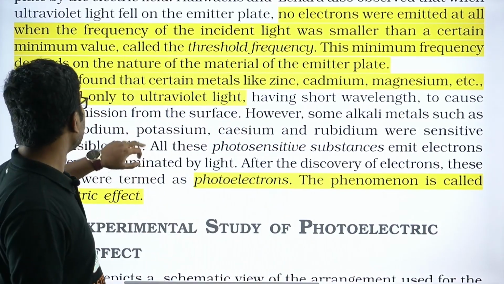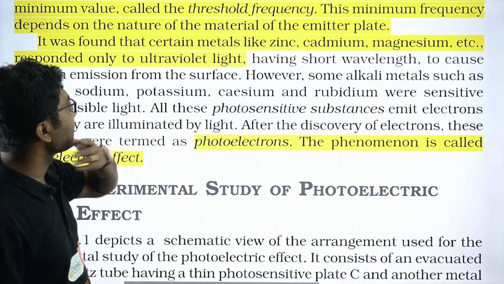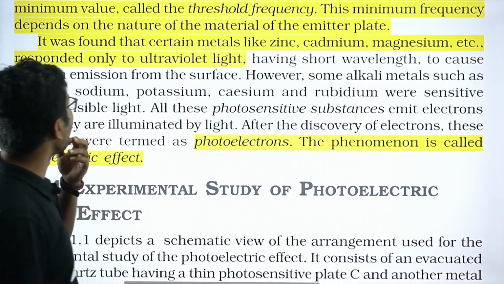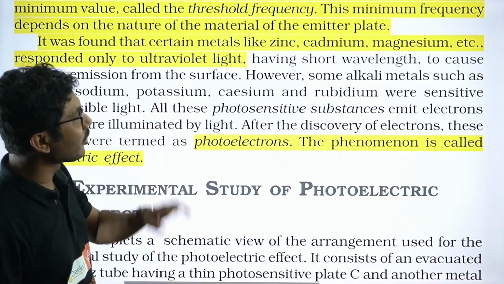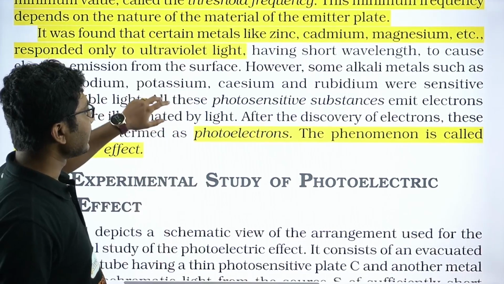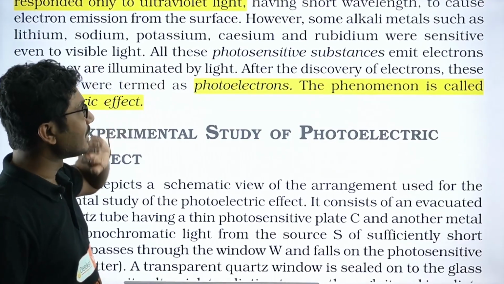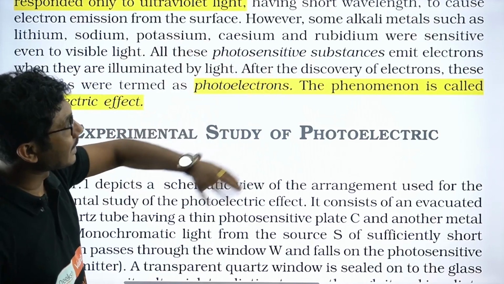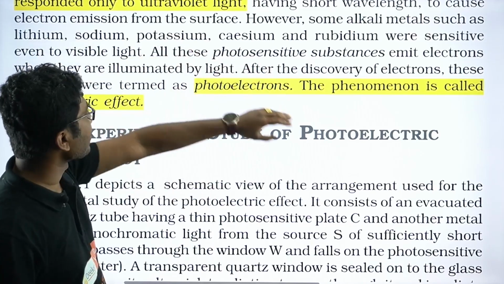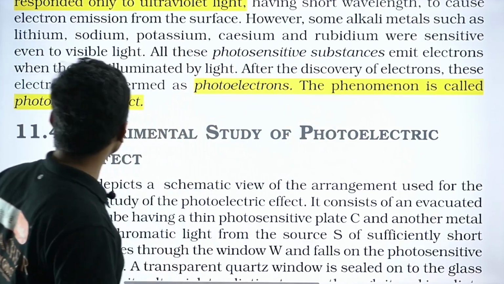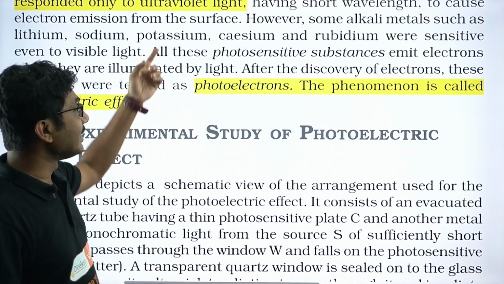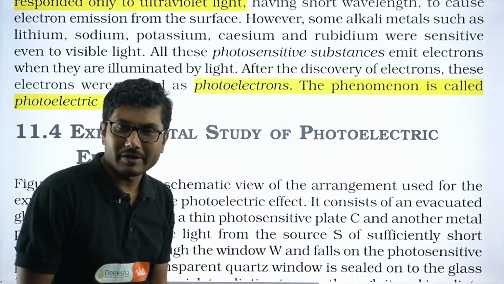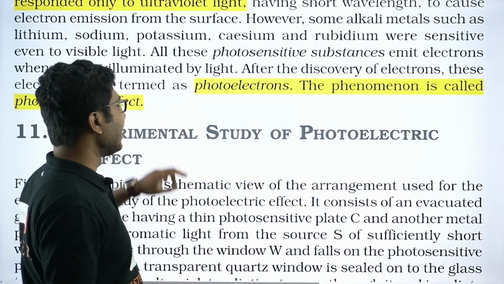It was found that certain metals like zinc, cadmium, magnesium, etc. responded only to ultraviolet light having short wavelength. This is called the photoelectric effect. However, some alkali metals such as lithium, sodium, potassium, cesium and rubidium were sensitive to visible light as well. So some materials are sensitive to visible light, some only to ultraviolet light, which is very interesting, right?